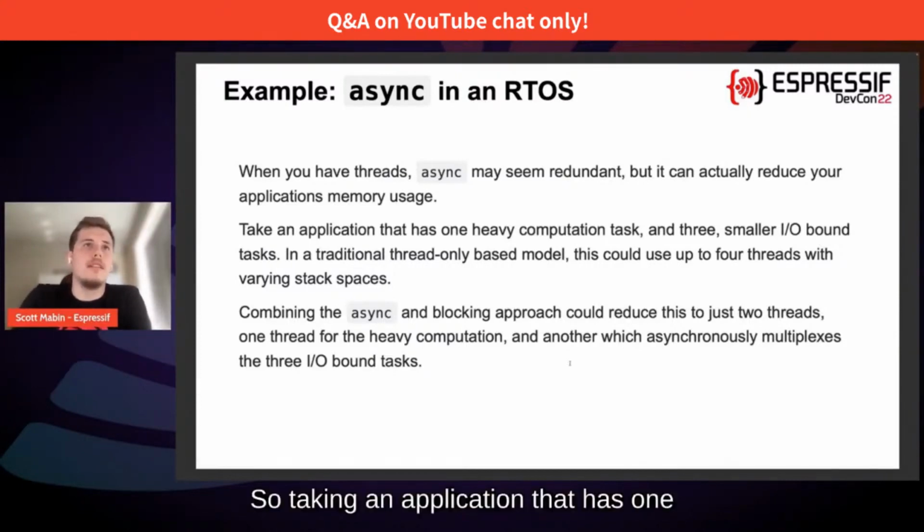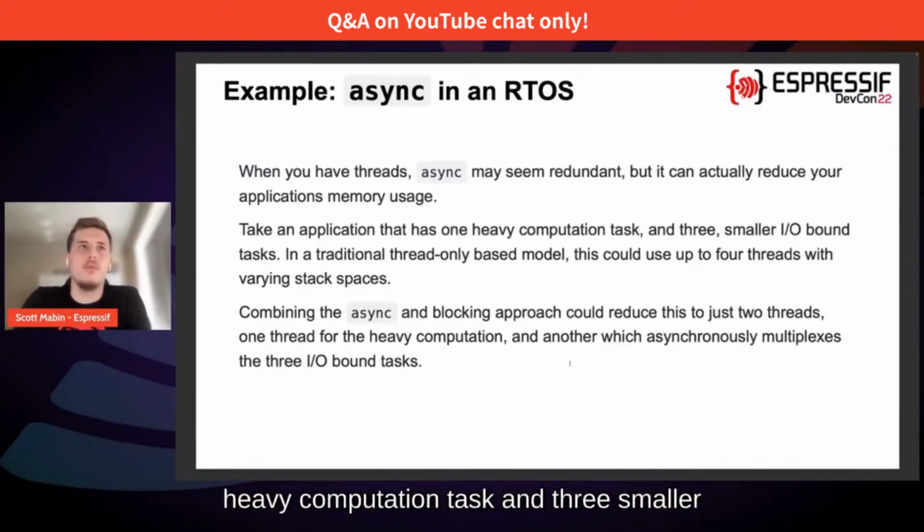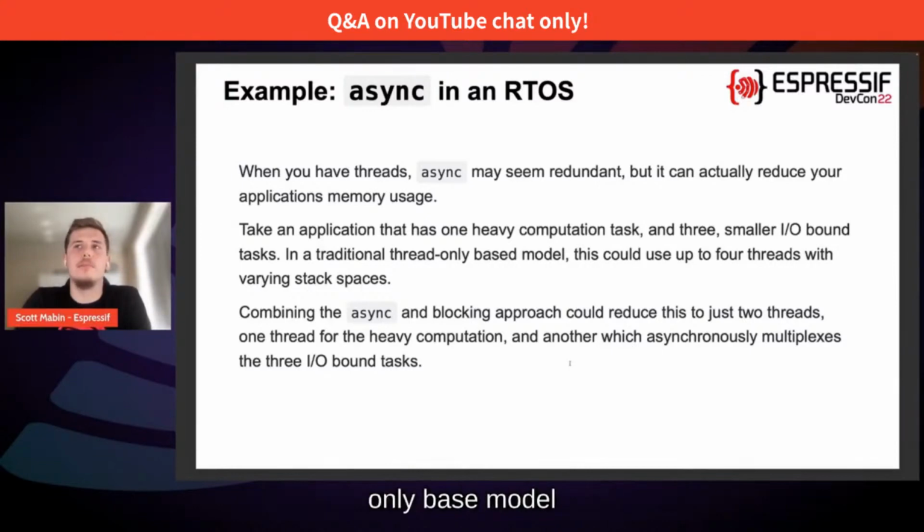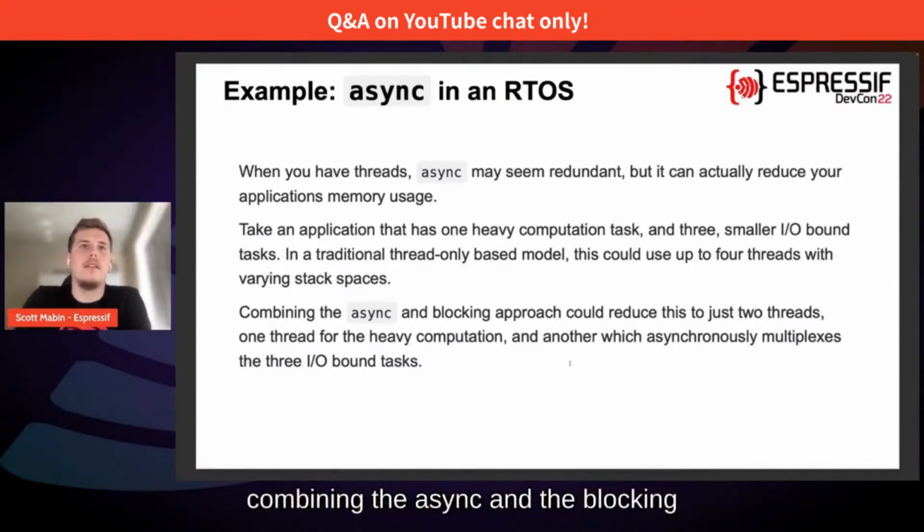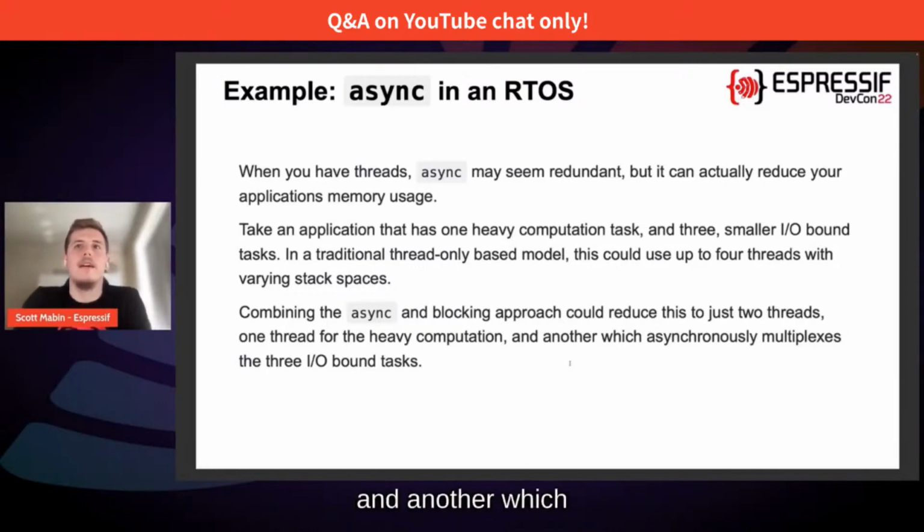So take an application that has one heavy computation task and three smaller IO bound tasks. In a traditional thread-only based model, this could use up to 4 threads with varying stack spaces. Combining the async and blocking approach, however, you could reduce this to just 2 threads, one for the heavy computation that you don't wish to be interrupted very often, and another which asynchronously multiplexes the other 3 IO-bound tasks.